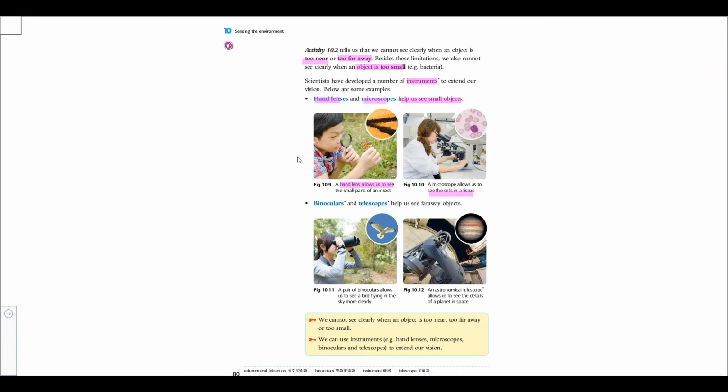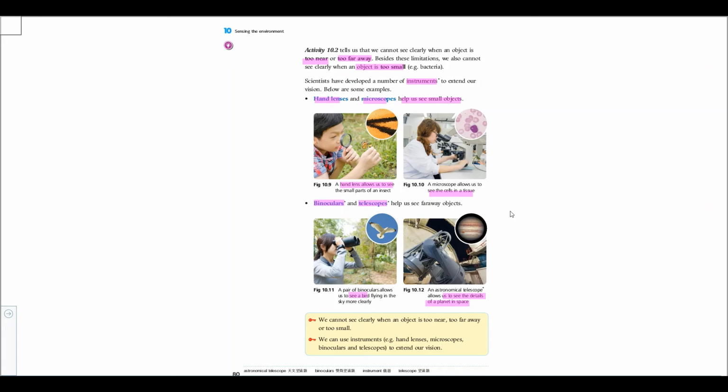Okay, and concerning about far away objects, so we use binoculars and telescopes. So for binoculars, it is usually used to see things like 1 or 2 or hundreds of km away, so not really that far away, but still a very great distance between you and the object. But then for telescope, it is usually used to see stars or planets in the universe, so it will be thousands or millions of kilometers away. So the applications are different. So for binoculars, used to see bird flying, but telescope like used to see details of a planet in the space. So these are all used to help us see far away objects, but the applications are just different.